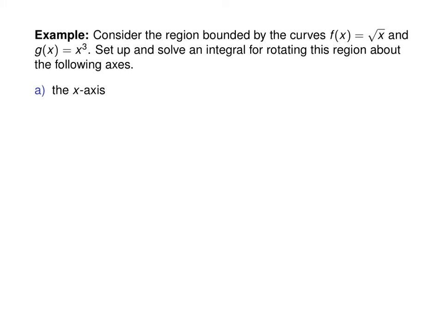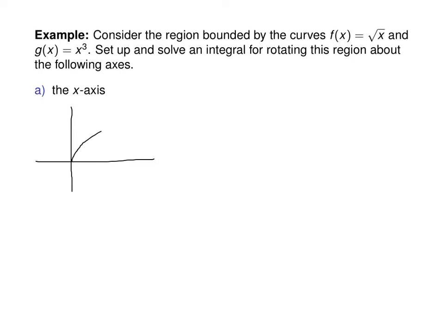So consider the region bounded by the curves f of x equals square root of x and g of x equals x to the third. Set up and solve an integral for rotating this region about the following axis. So first of all, we have the x-axis. In the 4 parts of this example, we are going to take this region and rotate it around 4 different axes. You'll see the volume is different each time.